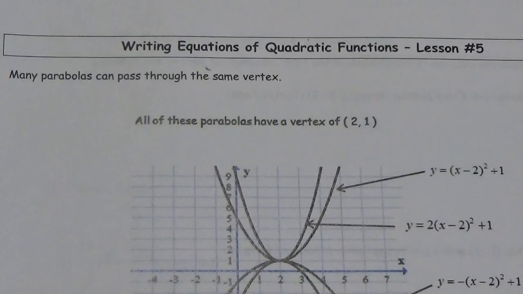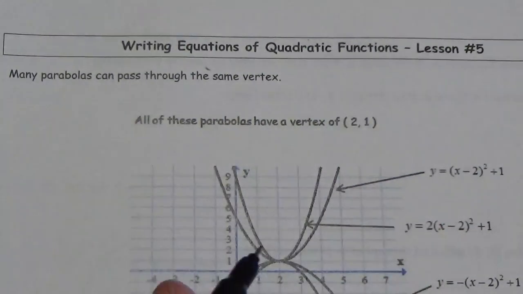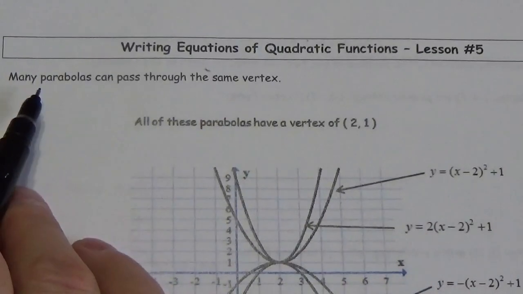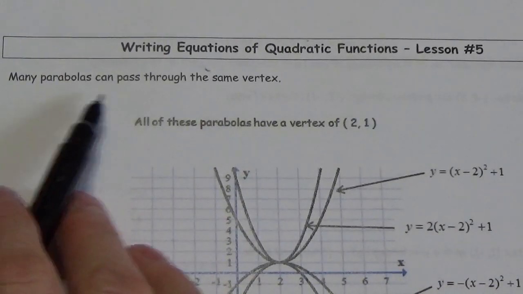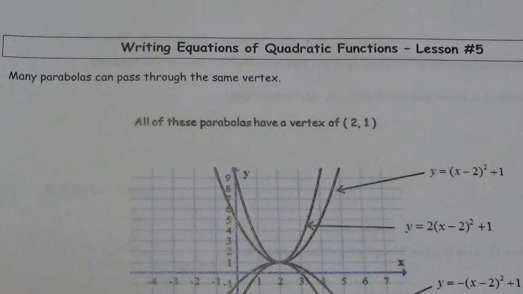Okay, hi everybody. So now we're going to take a look at how to write the equations of quadratic functions. Now, it's important to know that you can have all sorts of parabolas that pass through the same vertex. It's also true of x-intercepts, by the way. You can have all sorts of parabolas that go through the same x-intercepts.